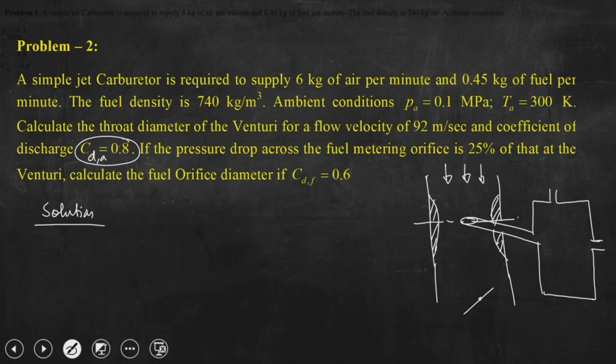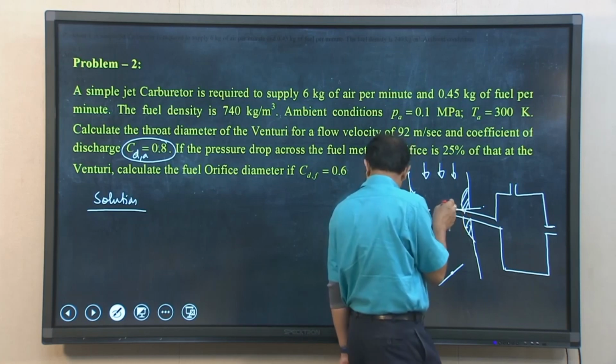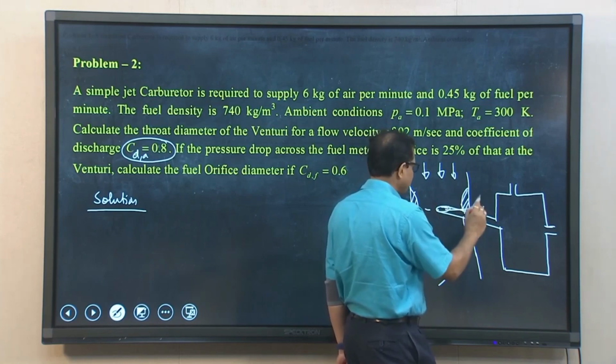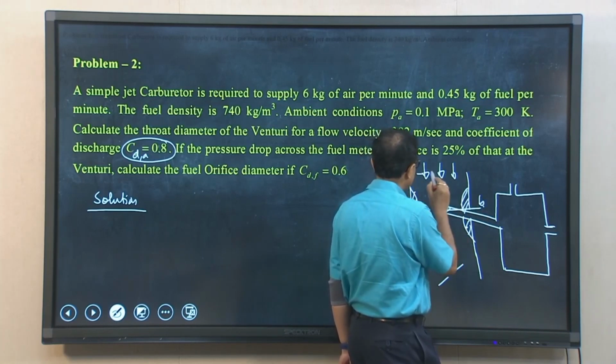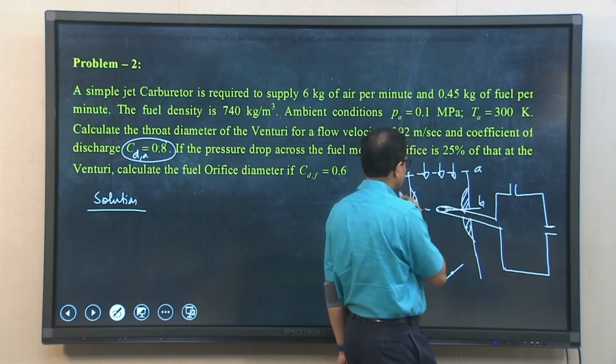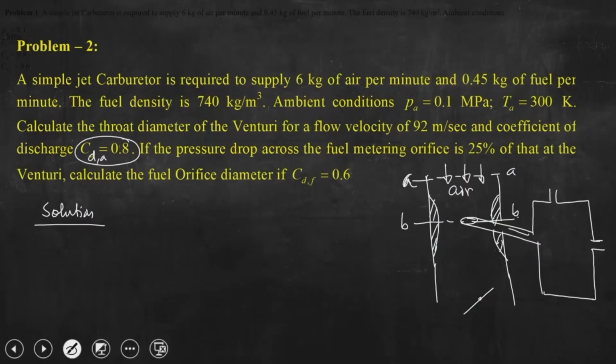So, I am not going to draw again, but just for the problem we had drawn, this is the orifice tube, fuel discharging tube, and this is the fuel discharging point, and this is the venturi. If we give the section, this is BB and this is section AA. Air is coming from the top and this is fuel.